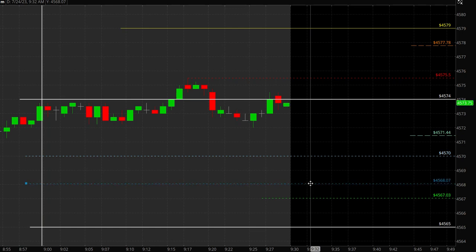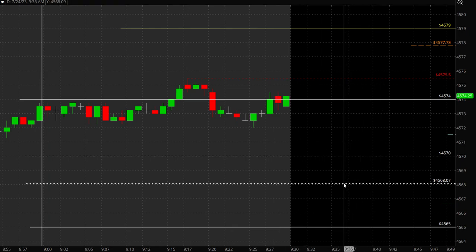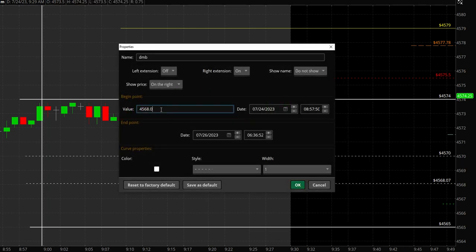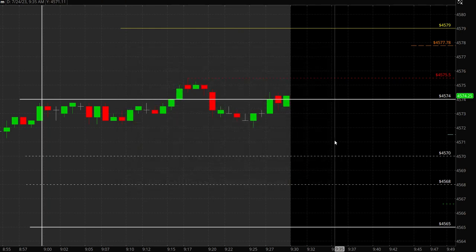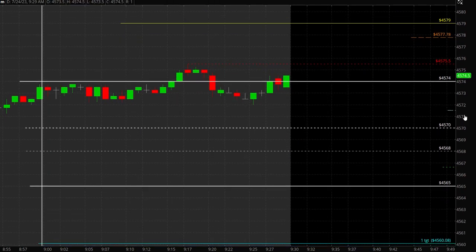68. So forget about 67. No, don't forget about 67. At 70 it got a little more complicated, because a clean break of 70 is not 70 anymore. Now it's a 2 point range, 70 to 68.